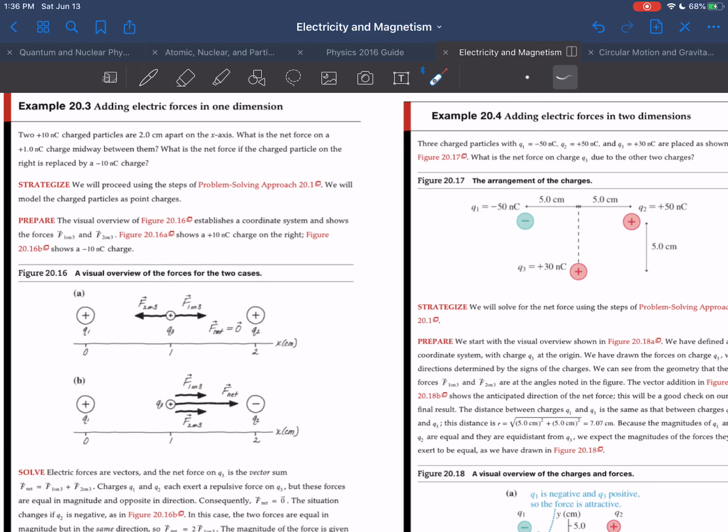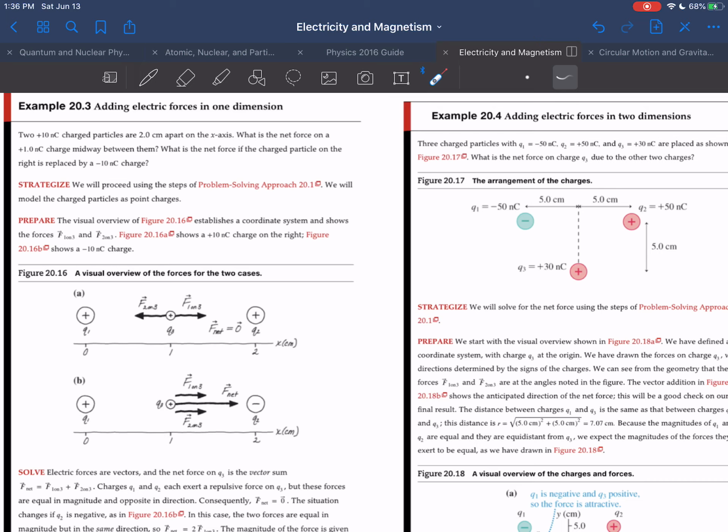Take a look at Q1 and Q2. They're shown here. They're both positive, and our first question is, what is the net force on a positive charge placed right at the center? Note that if we draw our forces out, F by 1 on 3, charge 3, Q3 right here, and F by 2 on 3, well, Q1 and Q2 are the same size charge. They're both 10 nanocoulombs. And this distance is the same in both cases. So the distance between Q1 and Q3 and the distance between Q3 and Q2 is exactly the same.